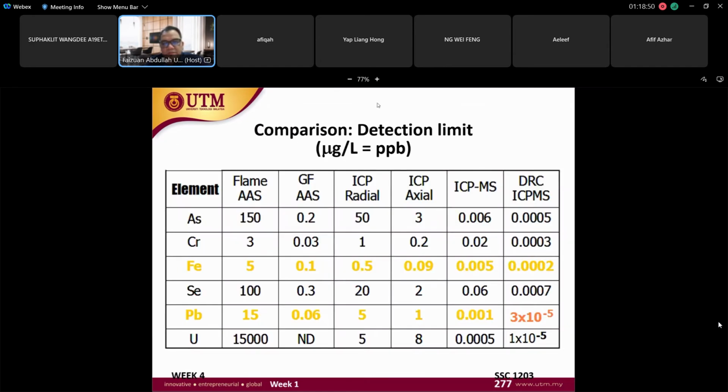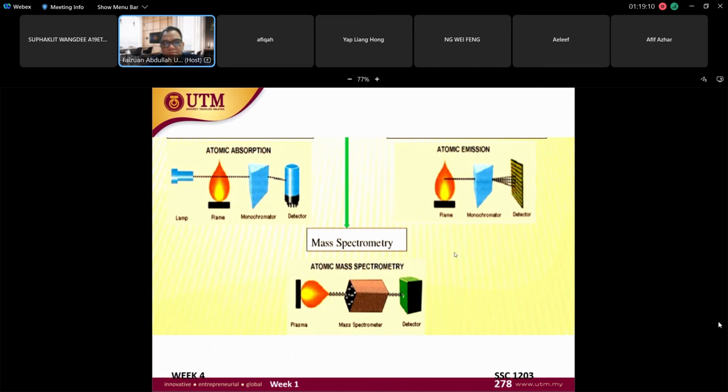Again, we have the comparison here for the element and also the instrument that we can use, based on the detection limit, so we can choose here. But again, it's also about the cost of analysis. If you have a lot of money, yes, every element you can analyze just using ICP-MS, right? So this is the difference as a comparison.